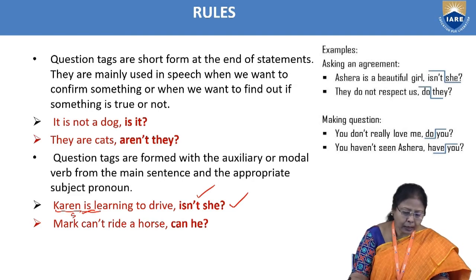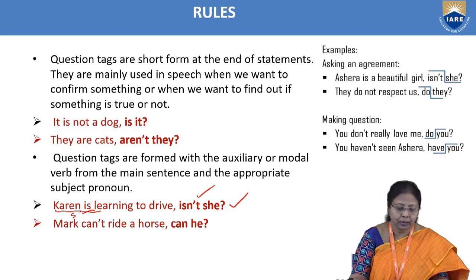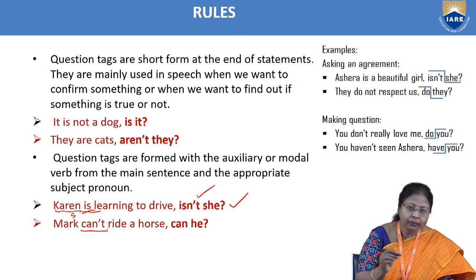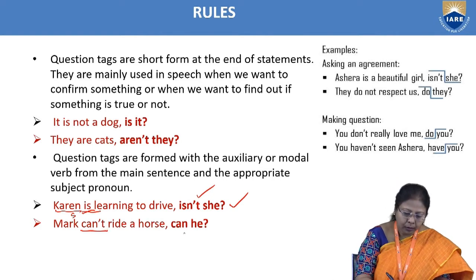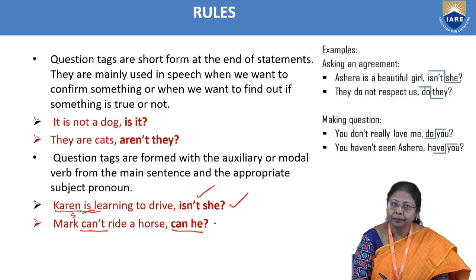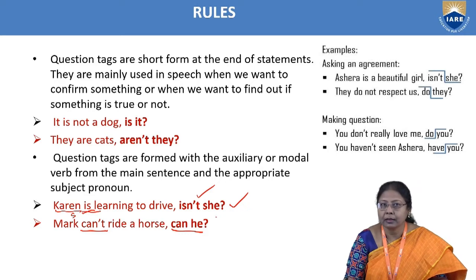Next, Mark can't ride a horse. Can't is a modal verb or auxiliary verb. So here the question tag is can he? Okay. So have you seen any difference in these sentences?